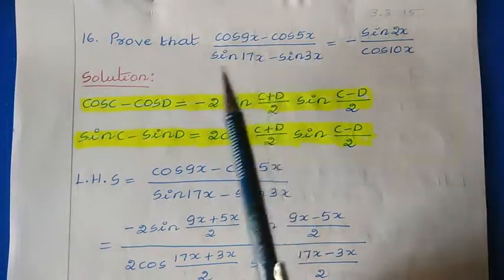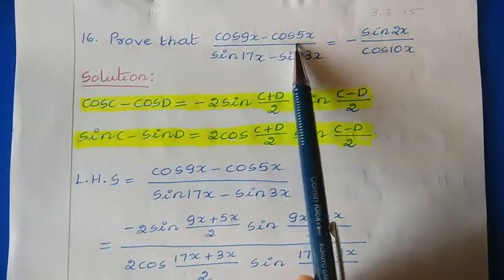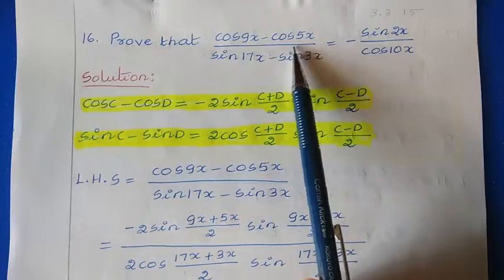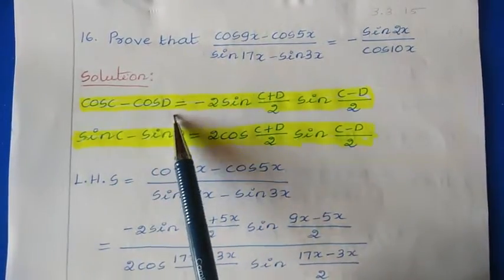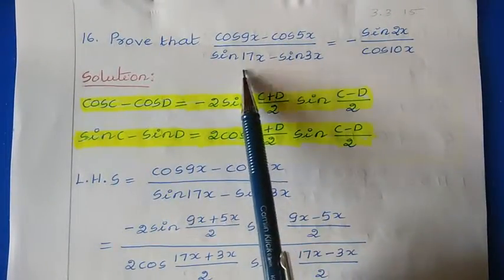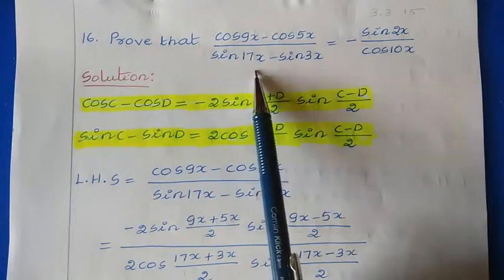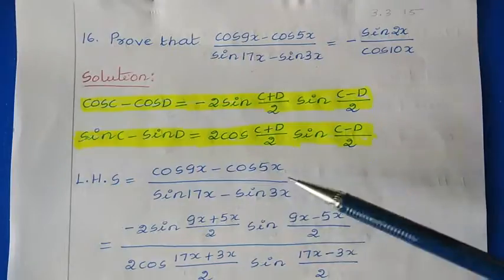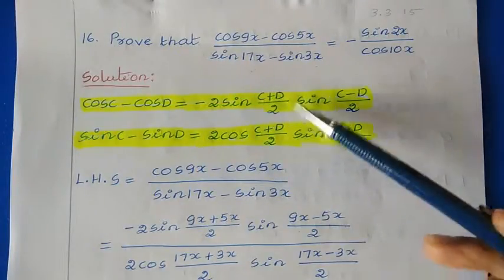See here, you can observe that this is in the form cos C minus cos D. So we can use the formula for cos C minus cos D to find this one. Whereas here we can use the formula for sin C minus sin D. So now let us take the LHS and apply these formulas.